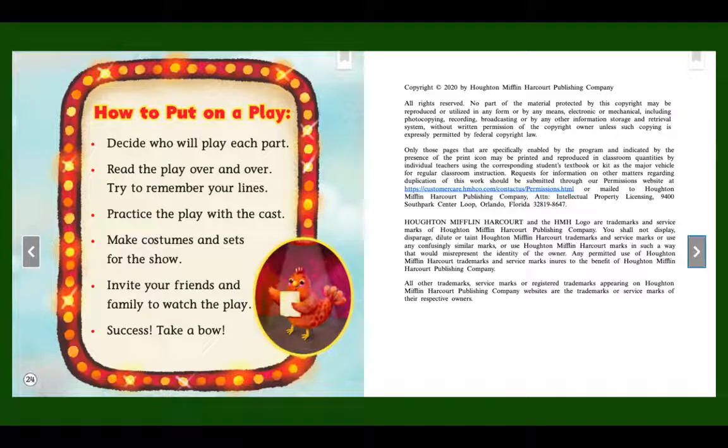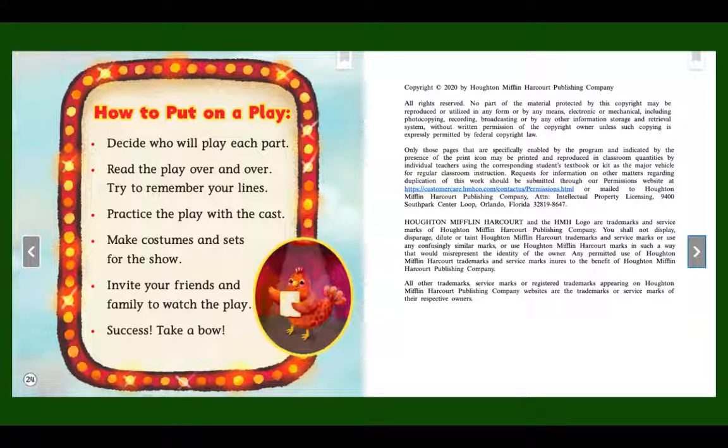I hope you enjoyed the play. Did you notice how each voice was very different and distinct? That helps you know which characters were speaking. This is how you put on a play. First, you decide who will play each part. Who will be each character?